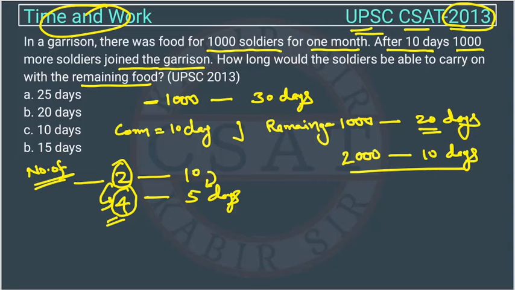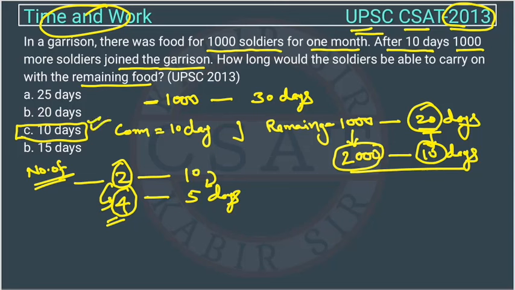So here also the number of soldiers is doubled. Now they are 2000. So the time will be half, right? So 10 days. So the answer is option C. So this is the answer. See, this is a very easy question, right?